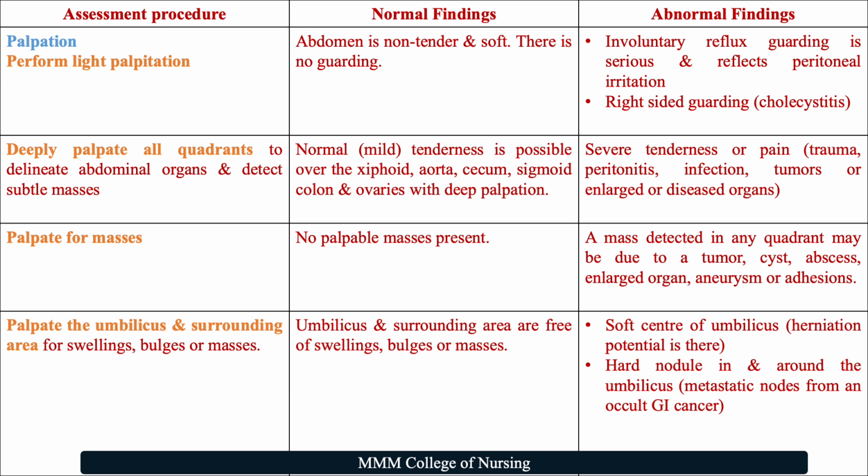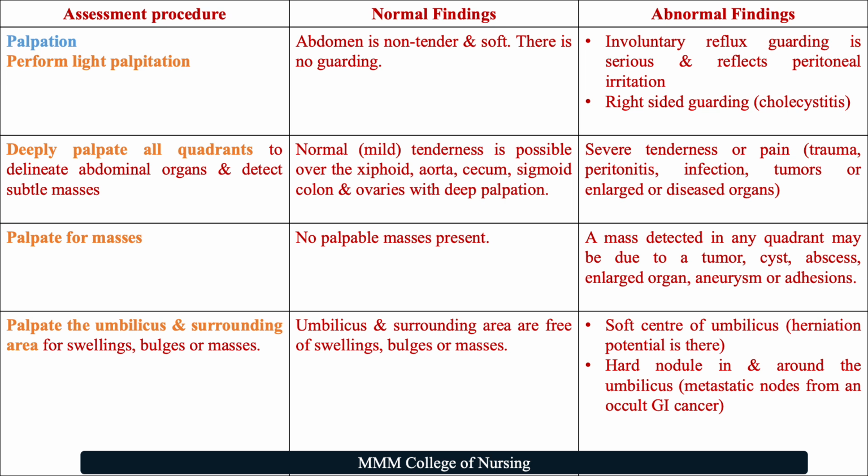Moving over to palpation, perform light palpation. Normal findings show that the abdomen is non-tender and soft, and there is no guarding. Abnormal findings show involuntary reflex guarding, which is serious and reflects peritoneal irritation. Right-sided guarding is suggestive of cholecystitis.